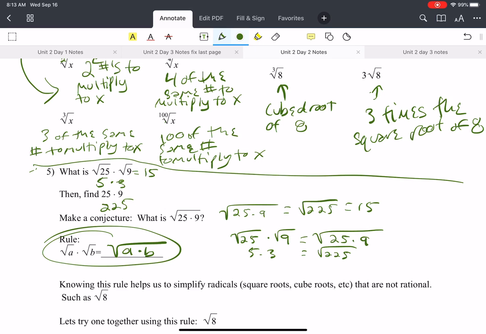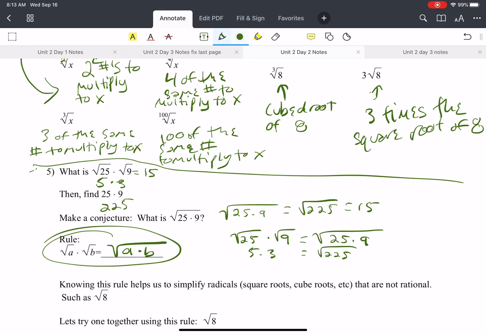Using this, we're going to simplify the square root of 8. Let me ask you this: is the square root of 8 a perfect square, meaning, is its answer going to be a whole number? No, you can type it into your calculator and you can see. You're going to get a decimal that goes on forever. But I can simplify it.